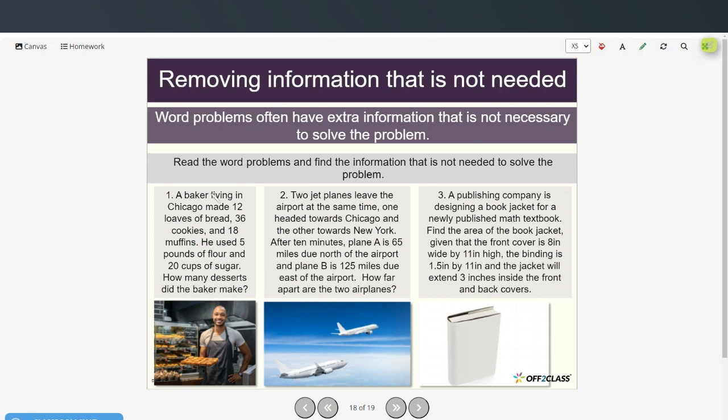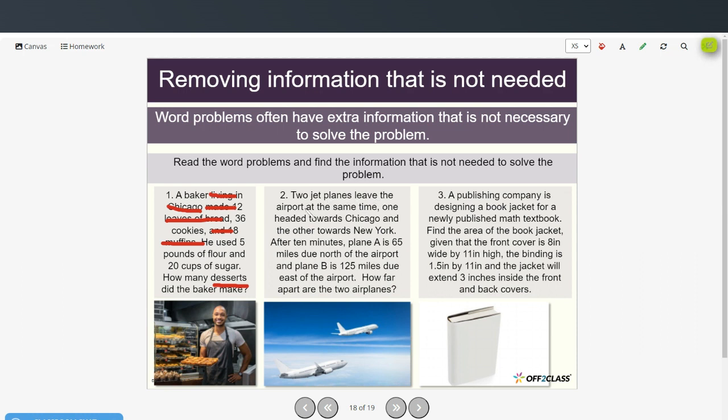Well, we don't need to know that he's living in Chicago. And we're only looking for desserts. So we don't need to know how many loaves of bread that he made and how many muffins he made. We only need the cookies. So how many desserts did he make? 36. He made 36 cookies.